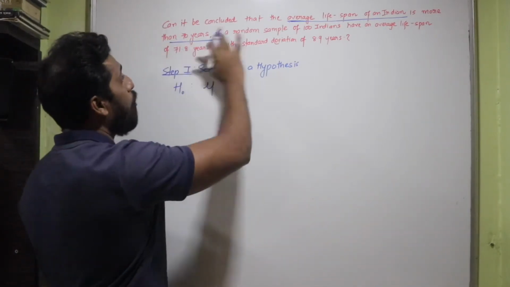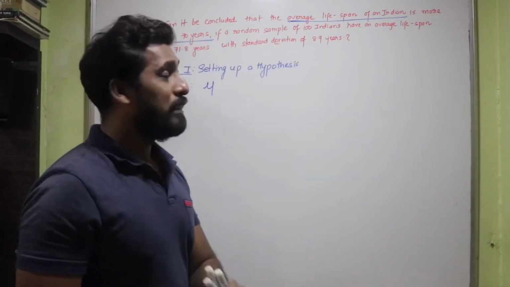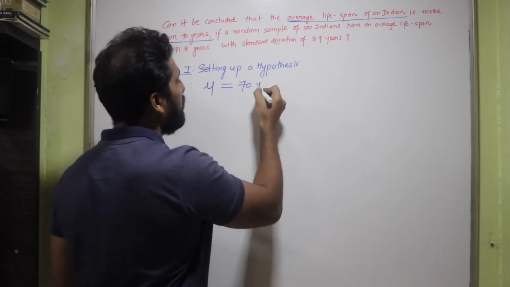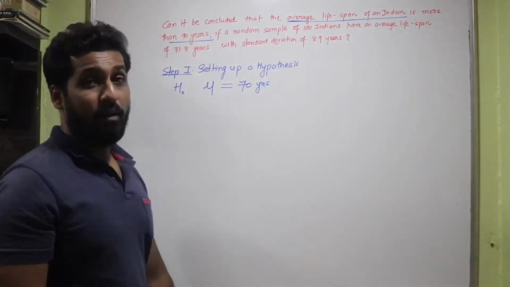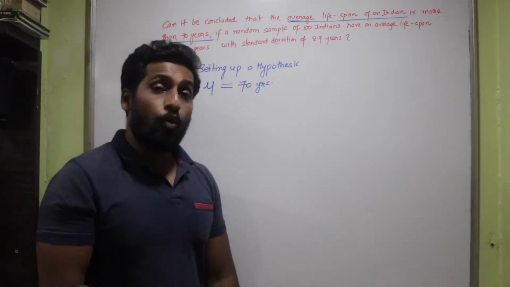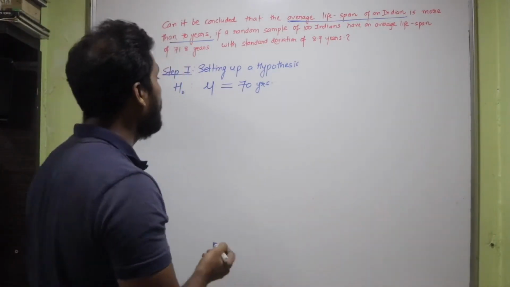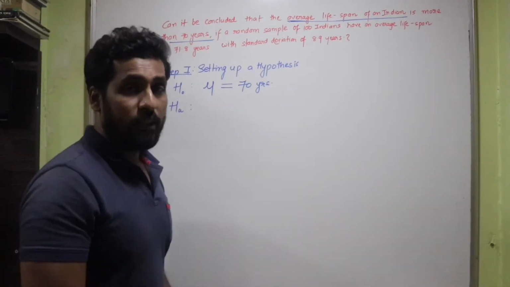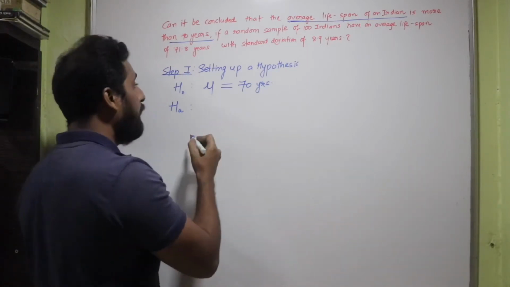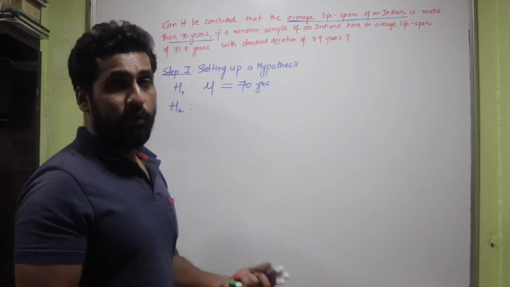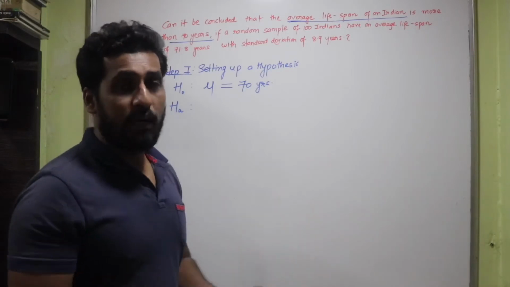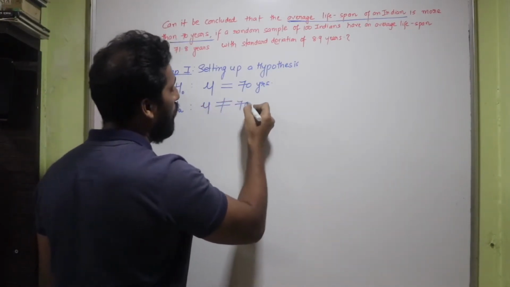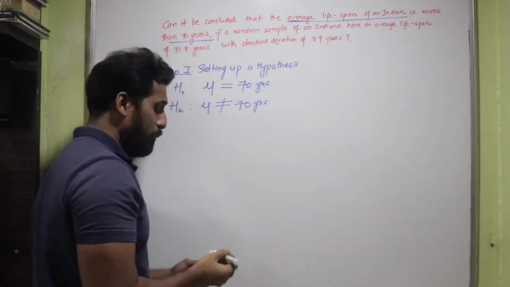So students, according to the question, the null hypothesis has become mu is equal to 70, isn't it? 70 years, if you want, you can write. So that becomes the null hypothesis. Now you are going to state the alternative hypothesis, which is denoted by HA. Obviously it will be that the population mean is not 70. So I will write here mu is not equal to 70 years. So that becomes my first step.